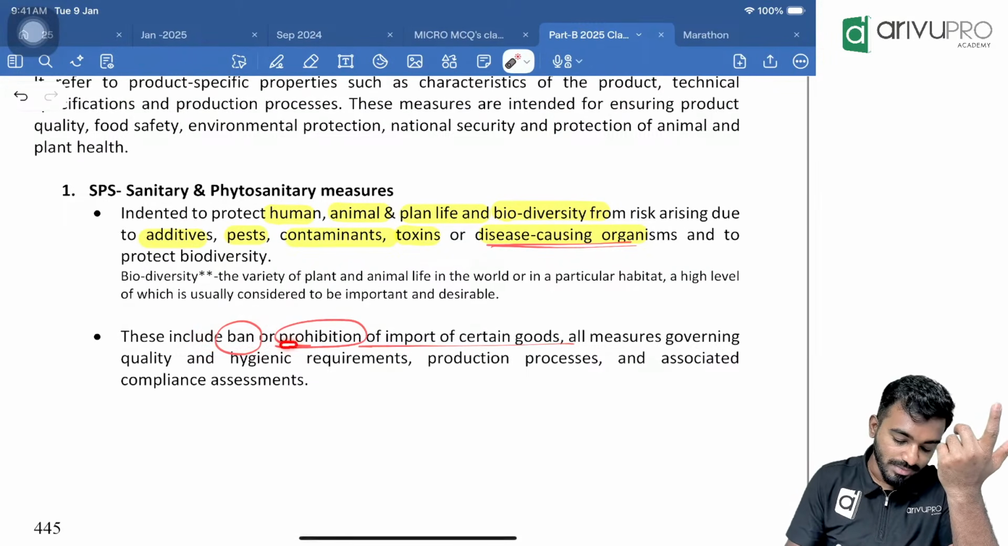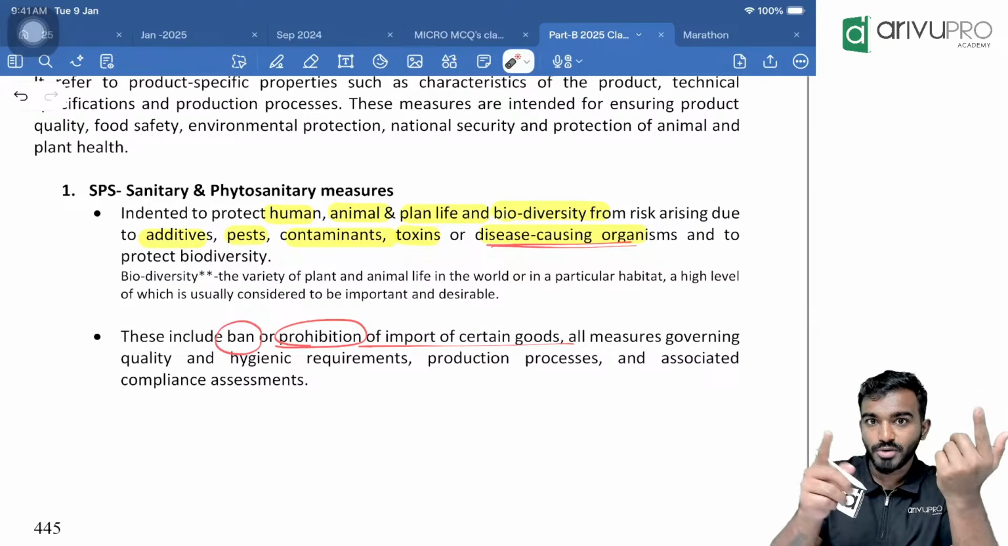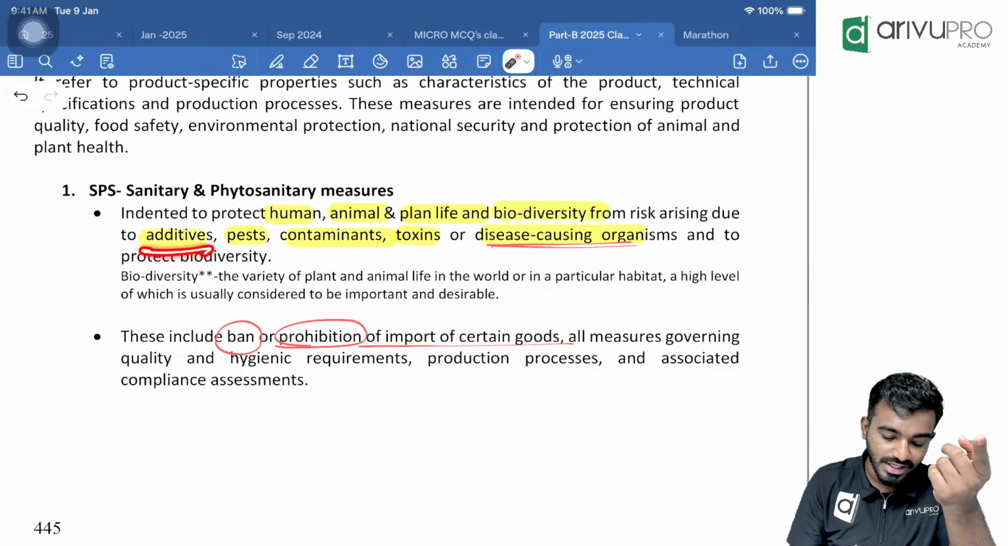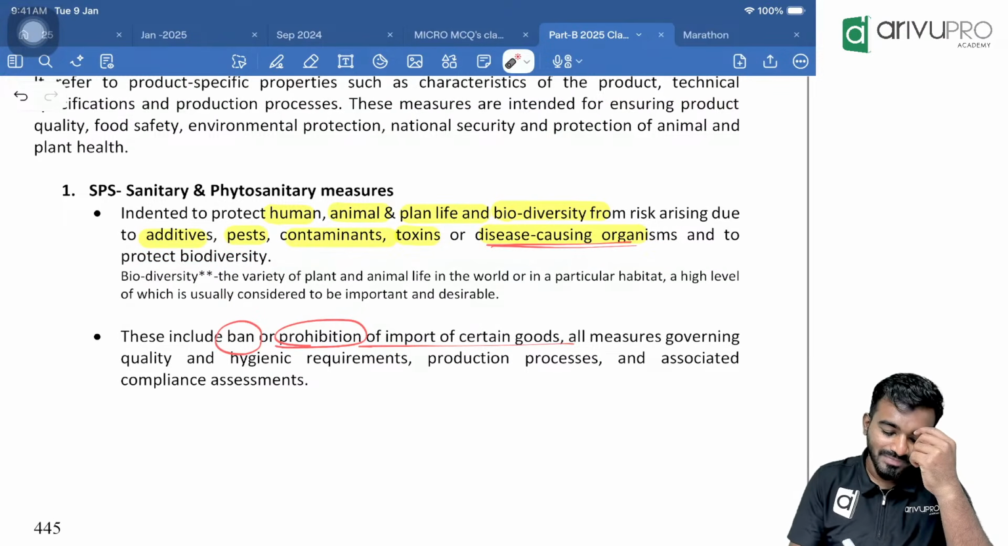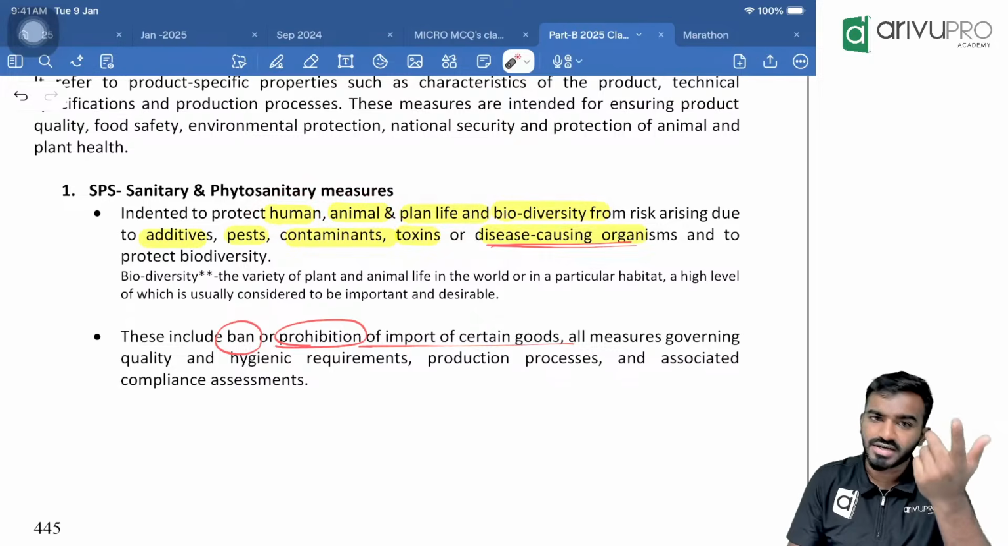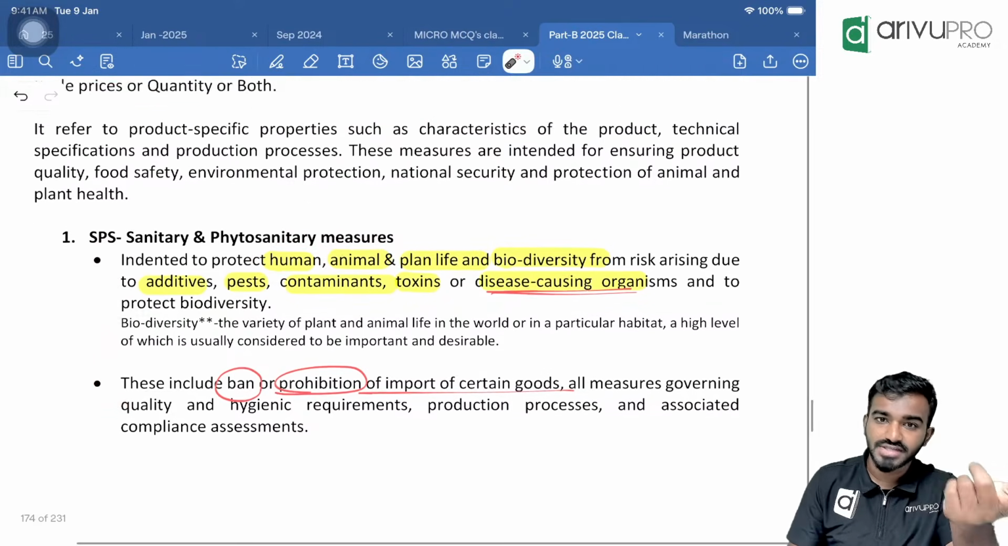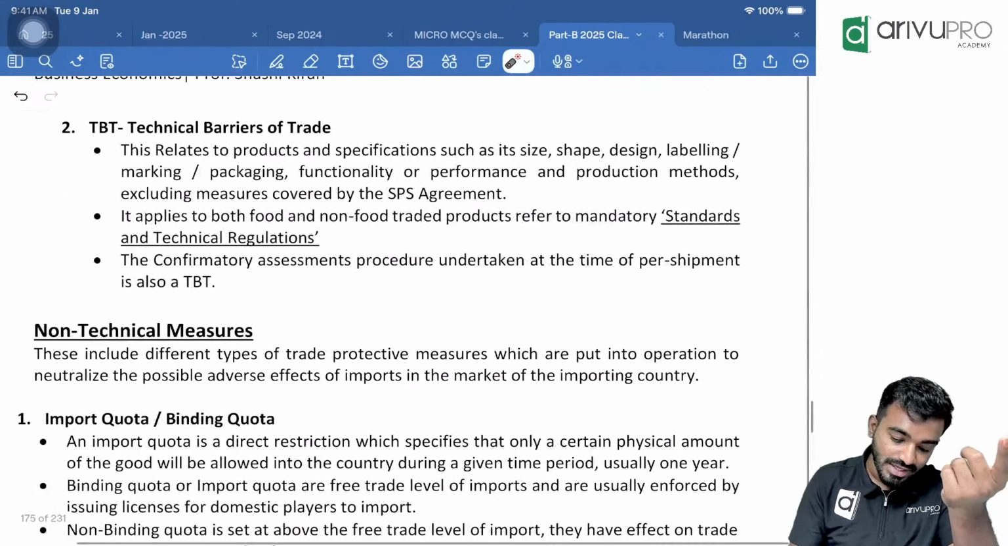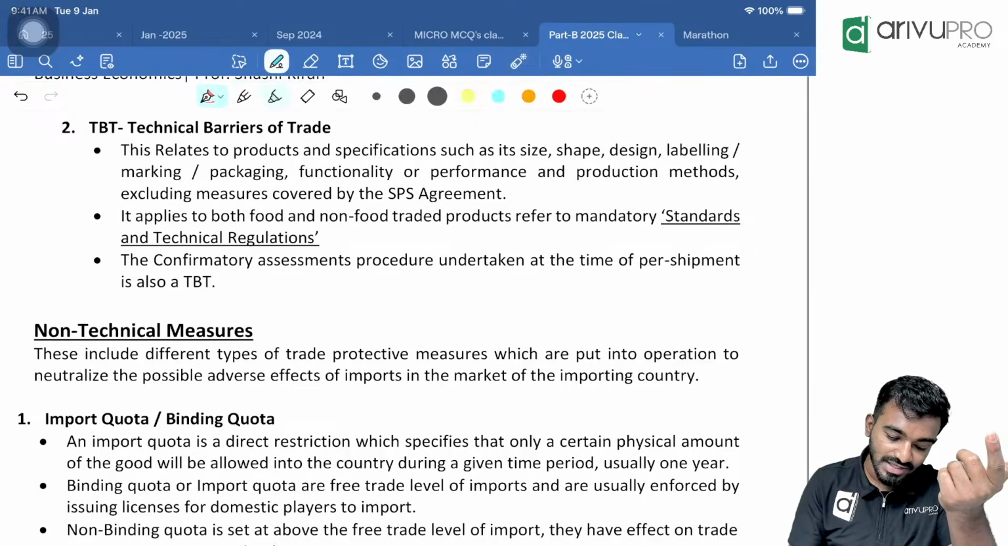Temporarily I can prohibit it or totally I can ban it, because your commodity or your product has additive, pest, contaminants, toxin, or disease-causing organism. Because of that, my human life, animal life, plant life, and biodiversity are getting affected. Then we will impose the restriction. That is SPS. TBT. TBT applies to both food products as well as non-food products.